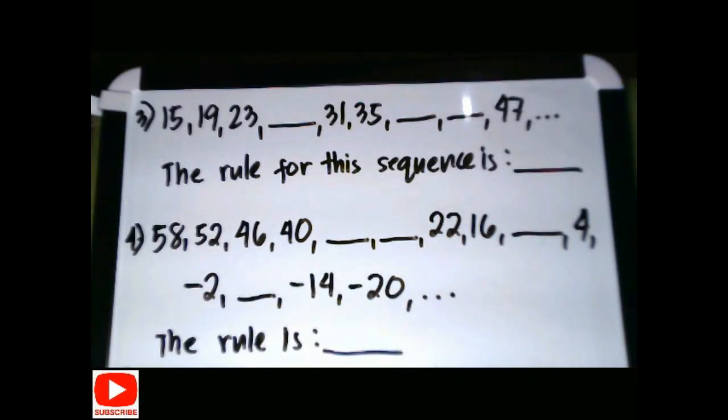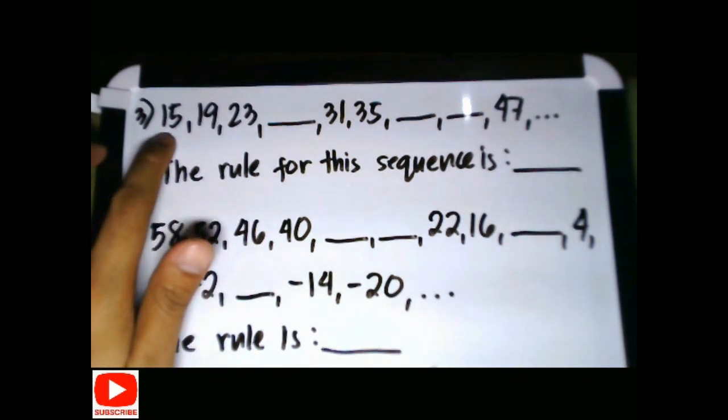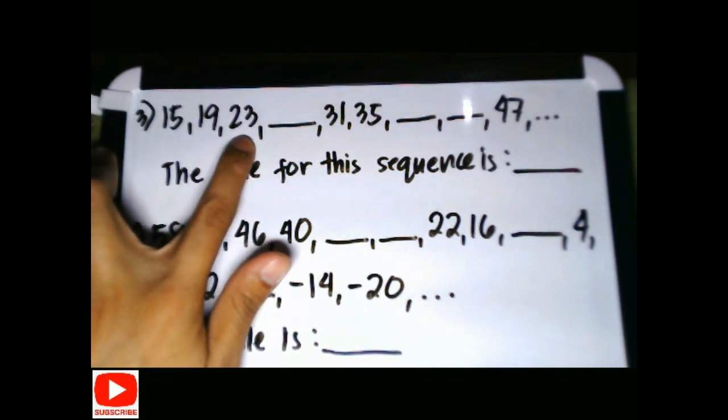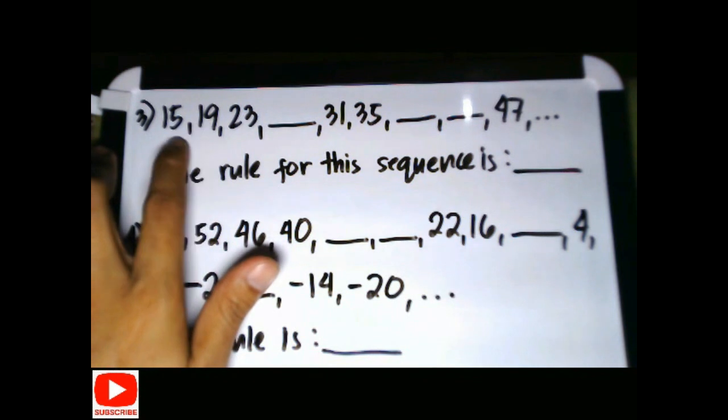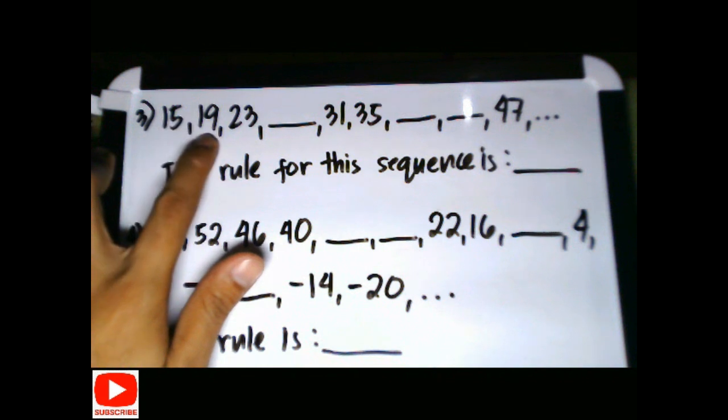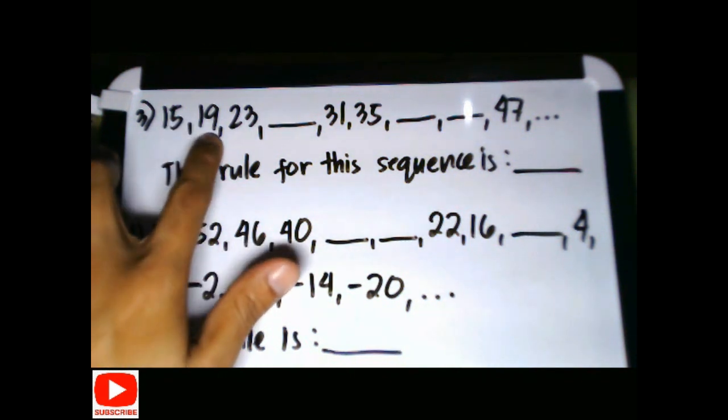Okay, let's try number 3. We have here the sequence 15, 19, 23, blank, 31, 35, blank, blank, 47. Let's identify the rule for this sequence. What do you think is the rule for this sequence? So we have here from 15, it became 19. From 19, it became 23. So in here, we add 4, right? So 15 plus 4, that's 19. 19 plus 4, that's 23.